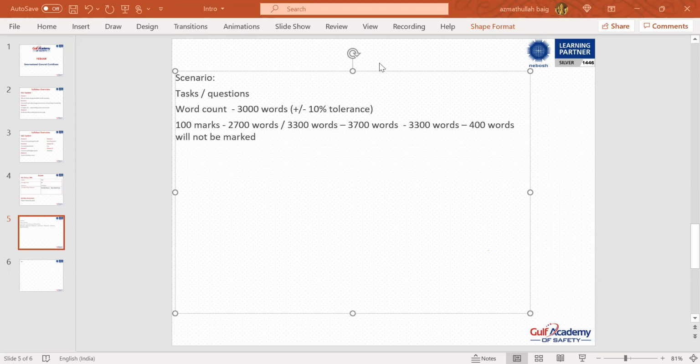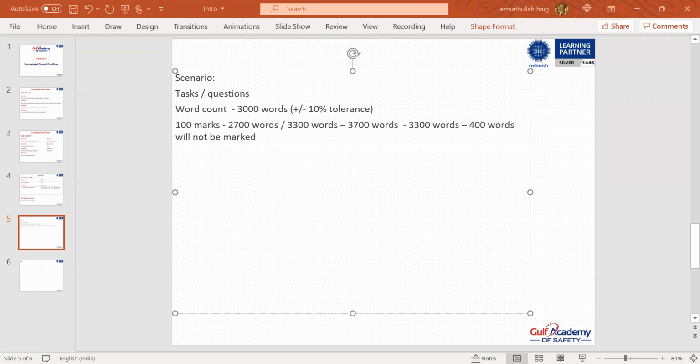So myself, Bernard. Can I ask a question? Yes, Bernard. While writing the answer, can we monitor the number of words we are typing? Is there any possibility? You can. I'll show you how you can monitor. I'll share the Word file. I'll give you a detailed example about it.